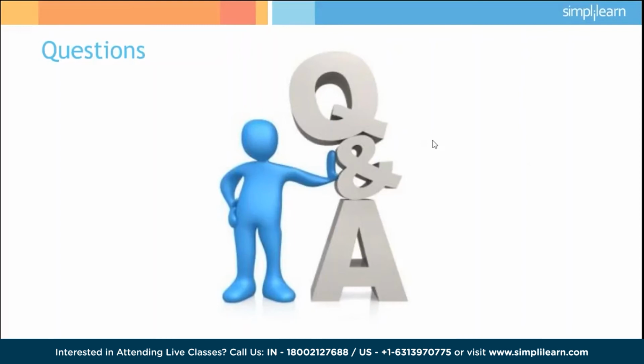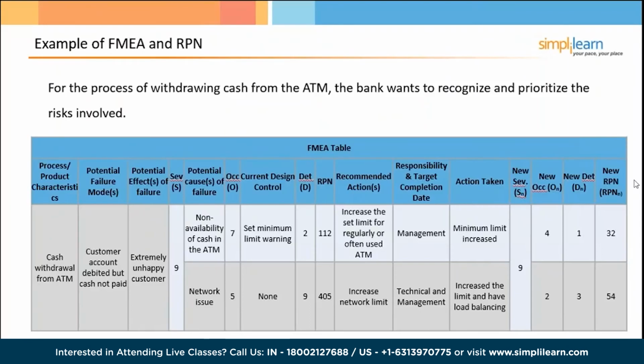About the RPN being 126 instead of 112. Let me take a look. Just like 9 times 5 times 9 should be 405. I haven't done the math manually, but thank you for pointing that out.